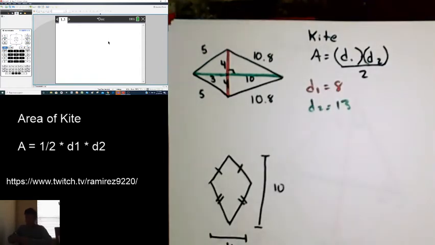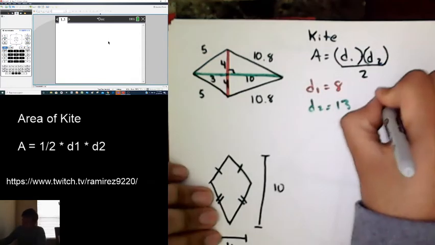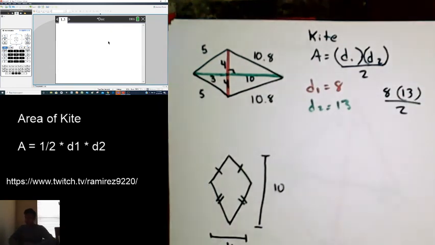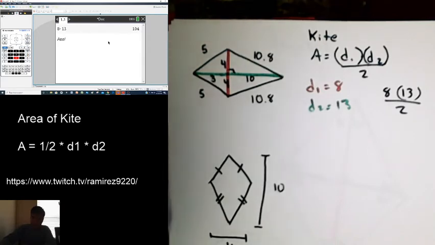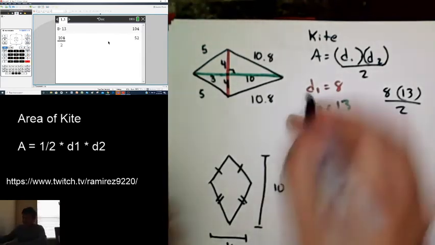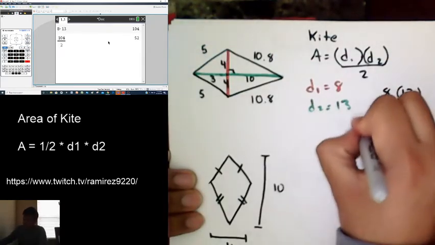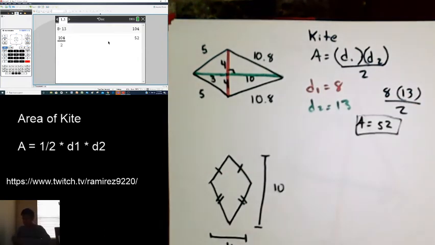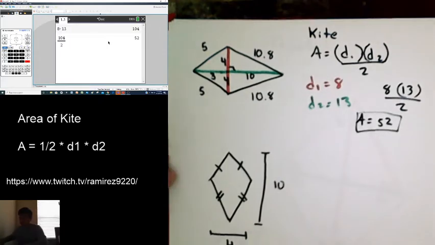So according to my formula, all I have to do is just multiply them. 8 times 13, divided by 2. So the area of this kite right here is 52. It's that easy. Okay. Let's look at this next problem right here.